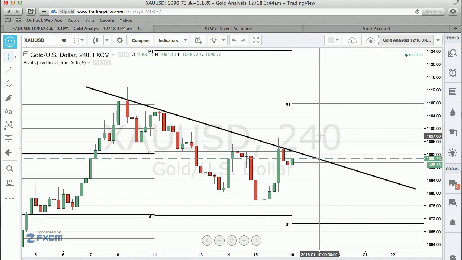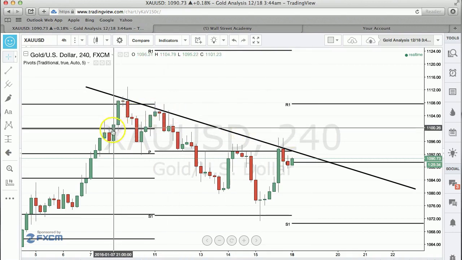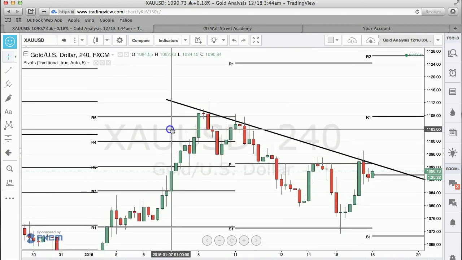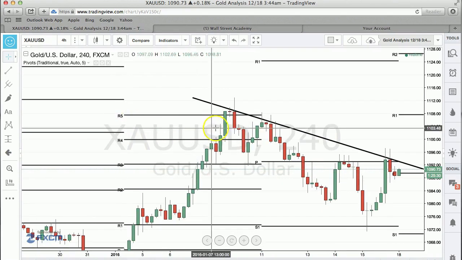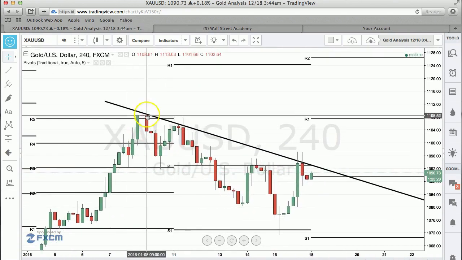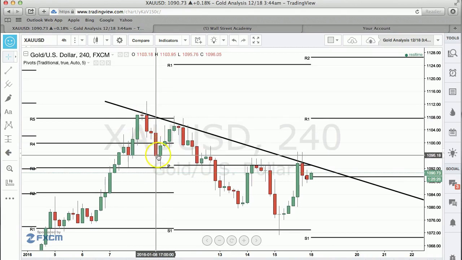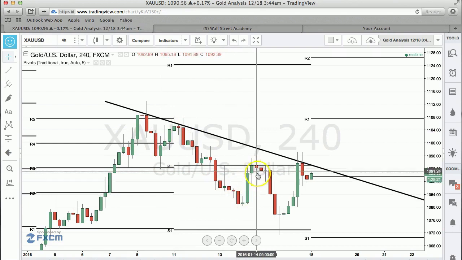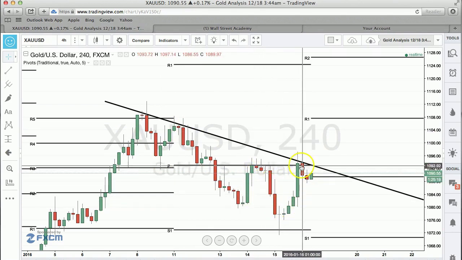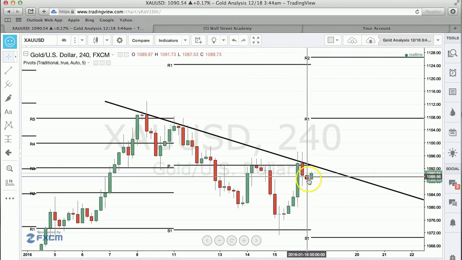So now I'm using 2 indicators. I'm using trend lines and I'm using pivot points. So what do I notice here? Price had approached the 5th level of resistance. It had reversed off this trend line, came right back up, reversed all the way down. It had some price action, then came all the way back up here, which also just so happened to be the pivot point, and then reversed back down.